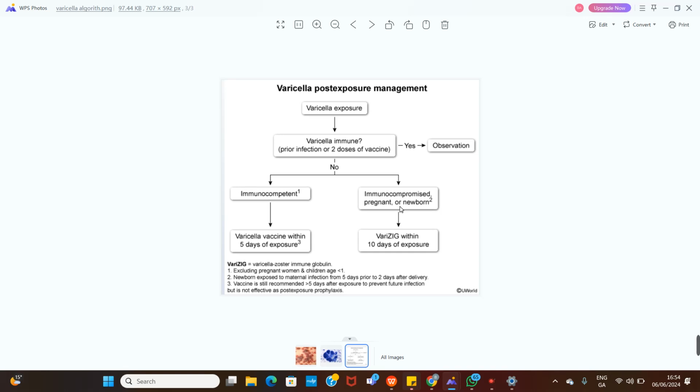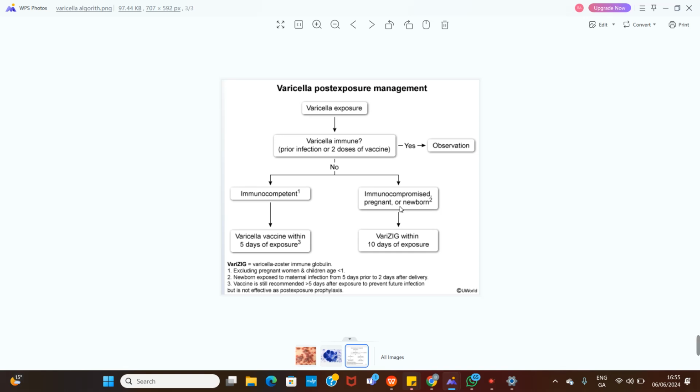Or has this individual received the 2 doses of varicella vaccine as a child between age 1 and 4? If the person has received 2 doses, observe. If the person only received one, please, that person is not immune. So you have to continue. Then you now ask, is this person immunocompetent or immunosuppressed? If the person is immunocompetent, then the PEP that you are going to give will be the varicella vaccine.